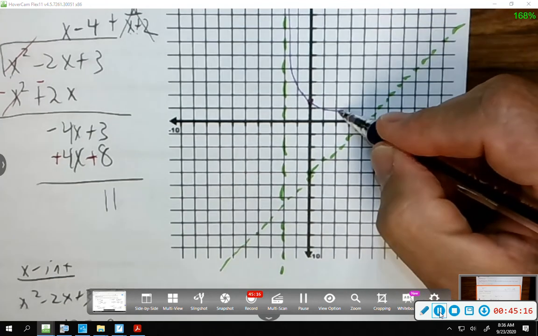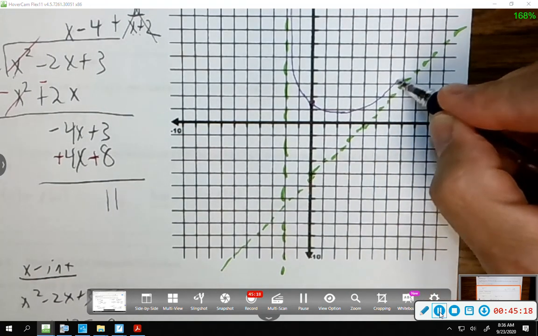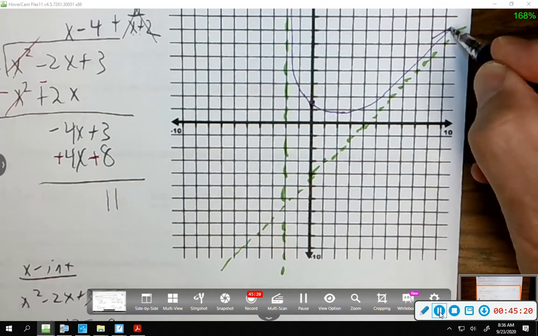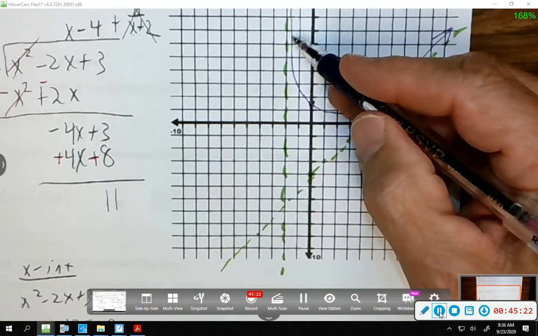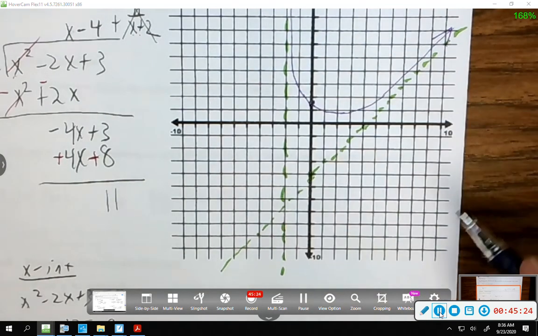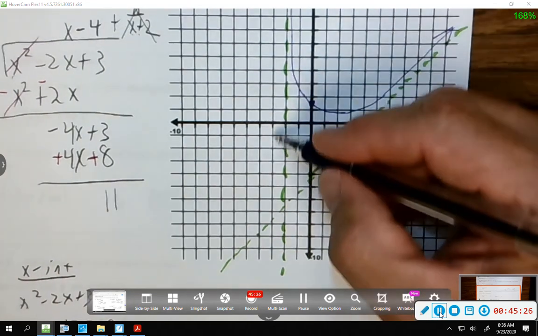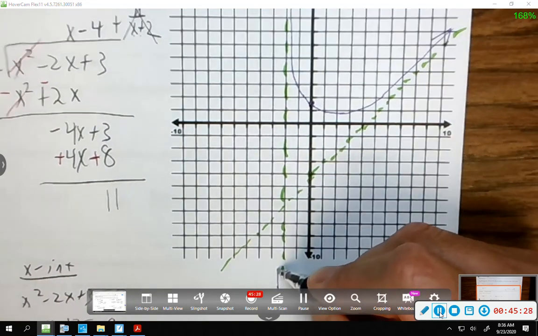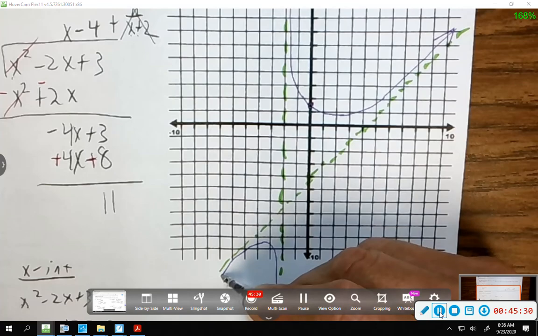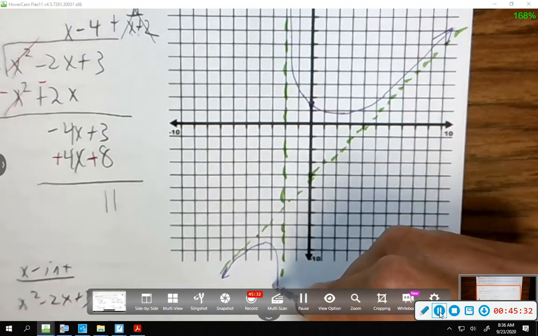It's going to approach this slant asymptote. And the fact that I know this is still a pole, because the denominator was x plus 2 to the first power, means I can slide down the pole and start again. There it is. Done. Those are the two pieces to this.